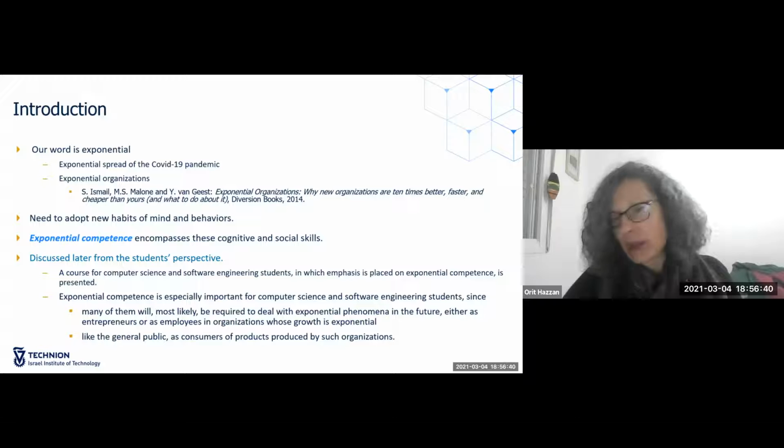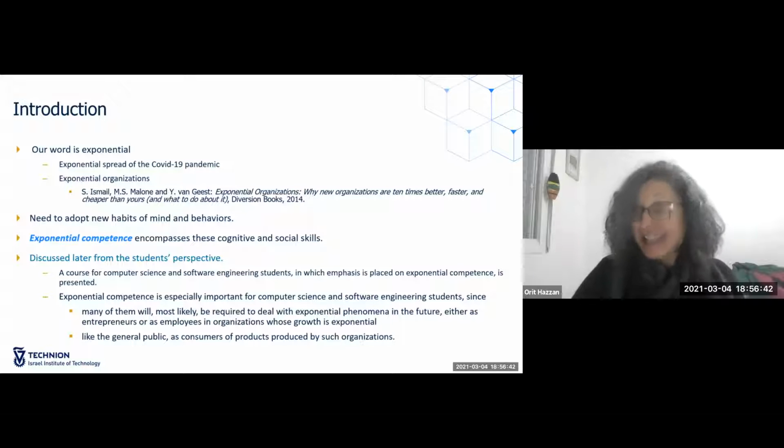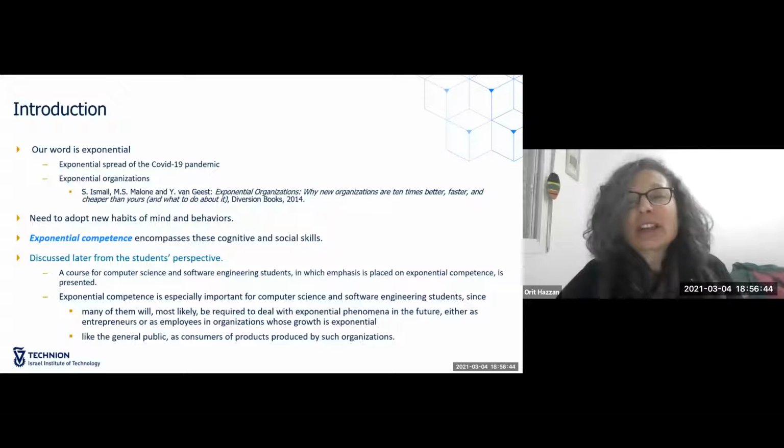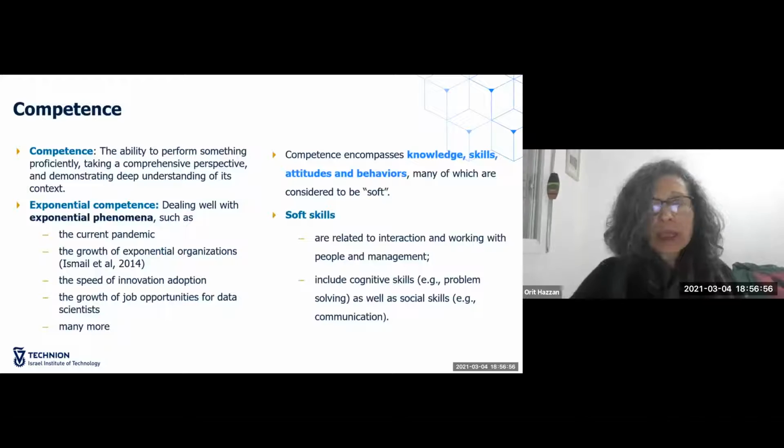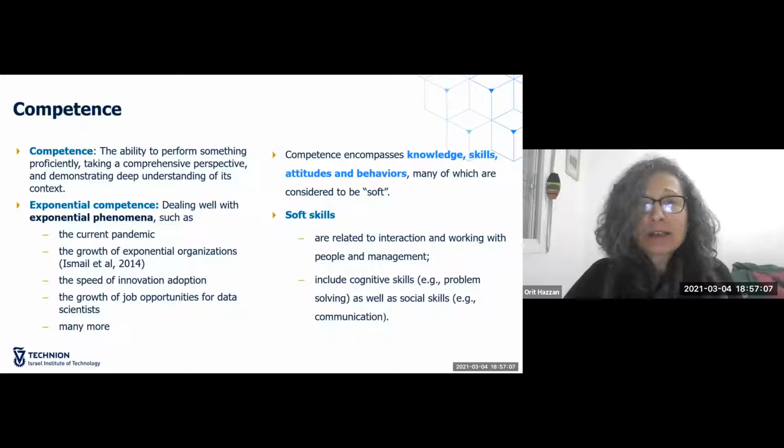And I will describe to you a course on soft skills, which includes also the term exponential competence, and I will show you how students understand this competence. First of all, what is a competence? A competence is the ability to perform something proficiently, taking a comprehensive perspective and demonstrating deep understanding of its context.